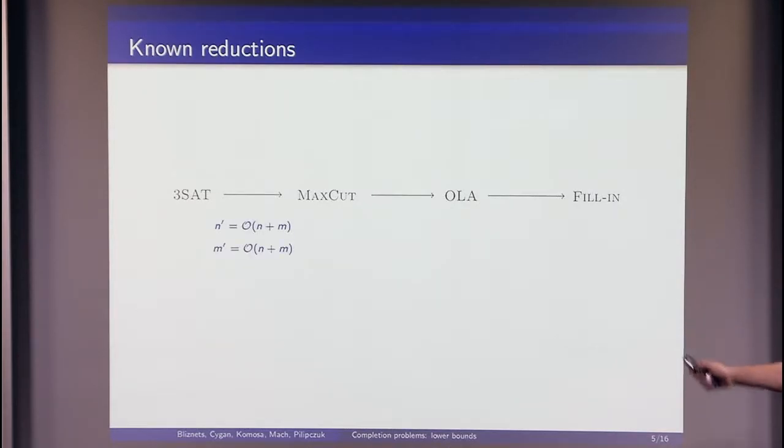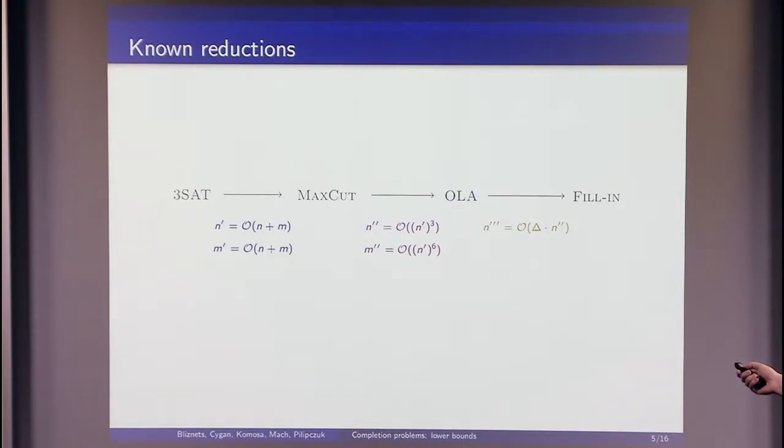The first reduction from FreeSat to MAXCUT is actually a very simple textbook example. This is a linear reduction that incurs no blow-up of the instance size. The problematic reduction is the middle one, from MAXCUT to OLA. At least the reduction known in the literature incurs a cubic blow-up of the size of the vertex set, and also the output instance is not sparse. It actually has n to the 6 edges.